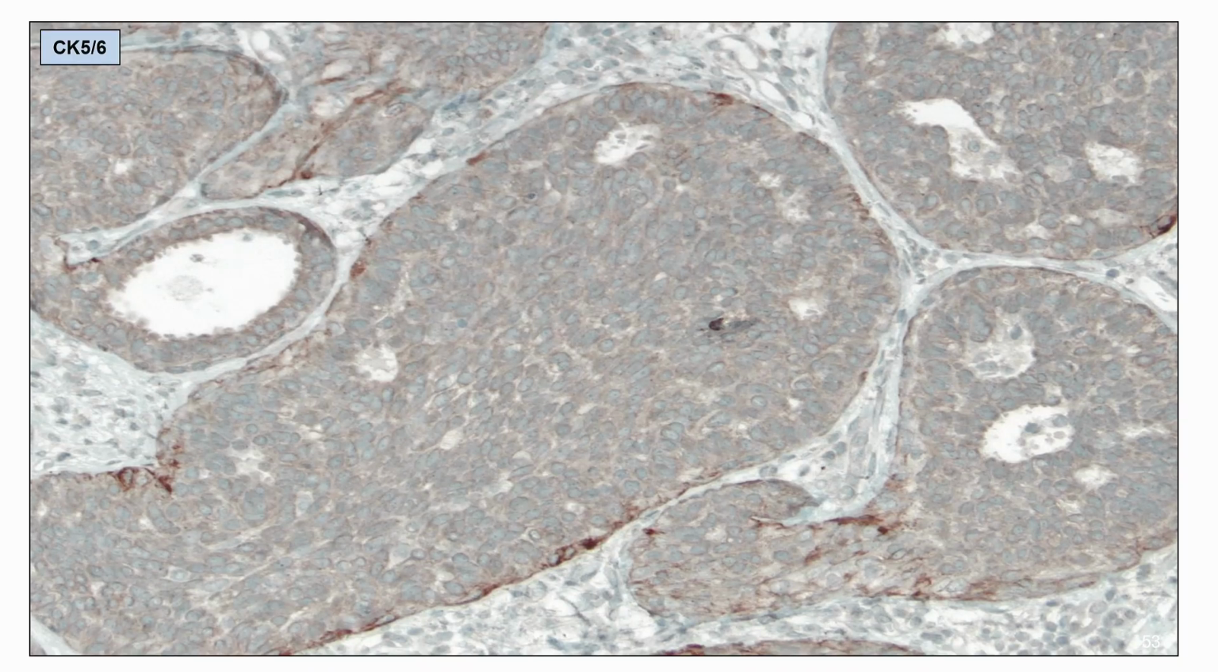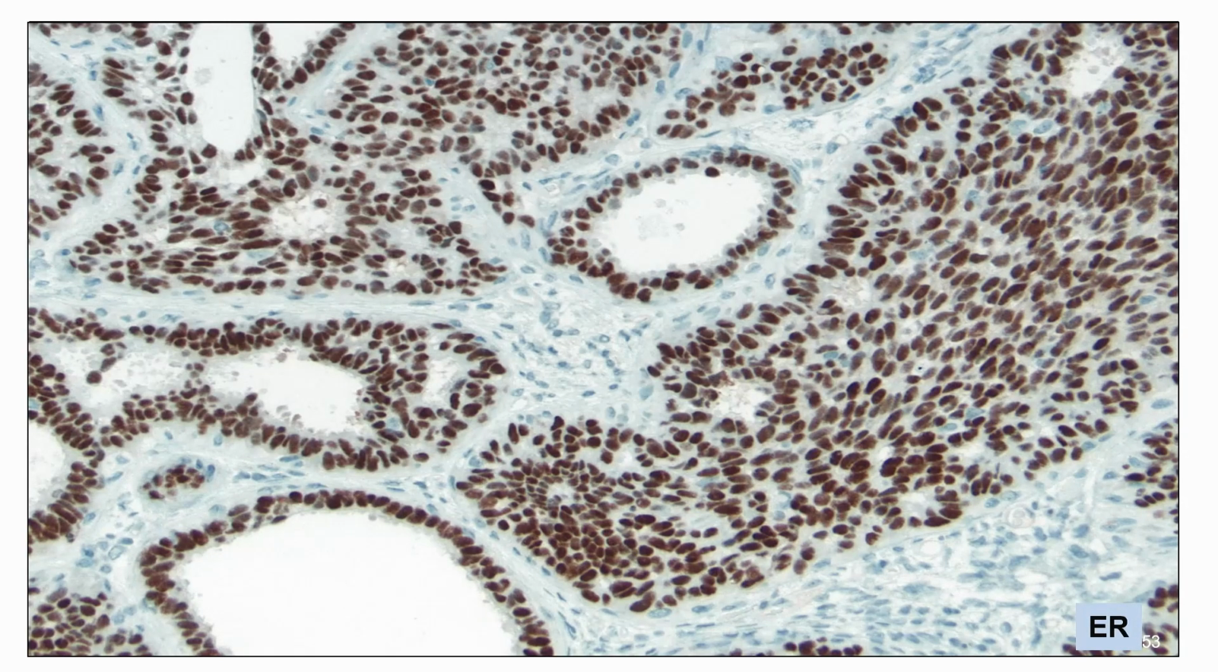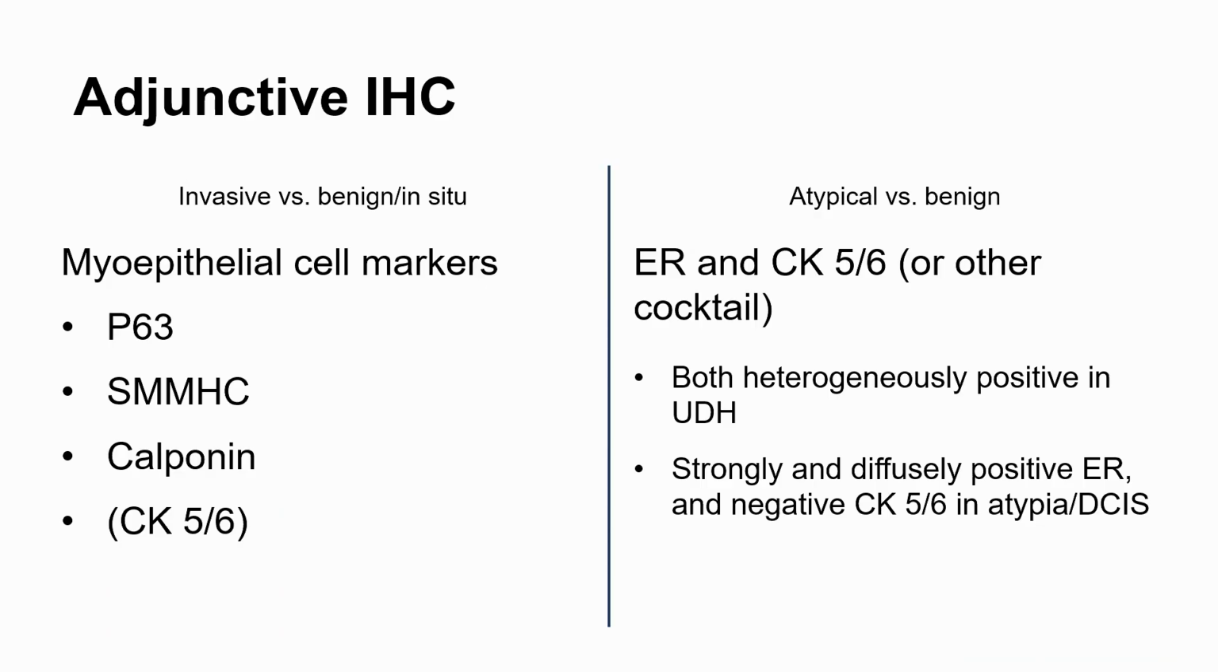So here's a CK5/6 stain highlighting the myoepithelial cell layer, but negative in the epithelium, and the ER will be strongly and diffusely positive in atypical proliferations. When you're trying to discriminate invasive versus benign lesions, you're going to use your myoepithelial cell markers, but when you're trying to discriminate atypia versus benign, you're going to use ER and CK5/6, which are both heterogeneously positive in UDH, and strongly and diffusely positive for ER in DCIS and negative for CK5/6.